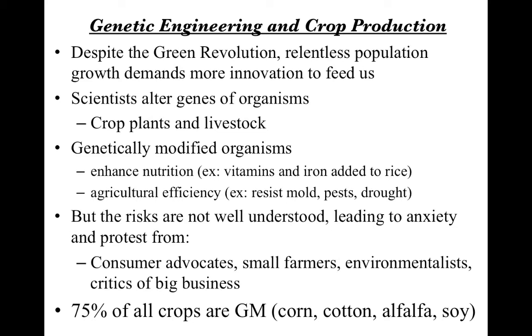So the last thing here is that, at least in the United States, 75% of all crops are GMOs, and the big things there are corn, cotton, alfalfa, and soy. So these are things that I can assure you most of you have eaten today even.